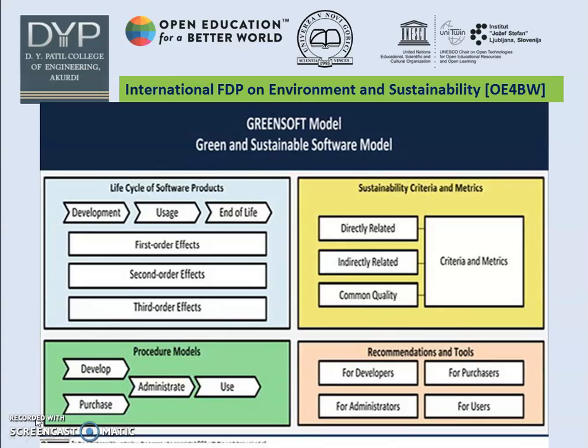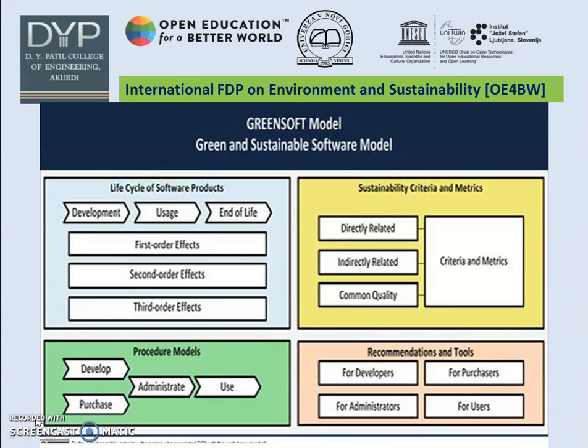This is what a GreenSoft model is, that is, a green and sustainable software model. The GreenSoft representation is a conceptual reference model for green and sustainable software. The aim behind this is to support software developers, administrators and software users in creating, maintaining and using software in a more sustainable way. This method comprises a holistic life cycle model for software products, procedure models for different stakeholders, and recommendations for actions that support stakeholders in developing, purchasing, supplying, and using software in a green and sustainable manner.